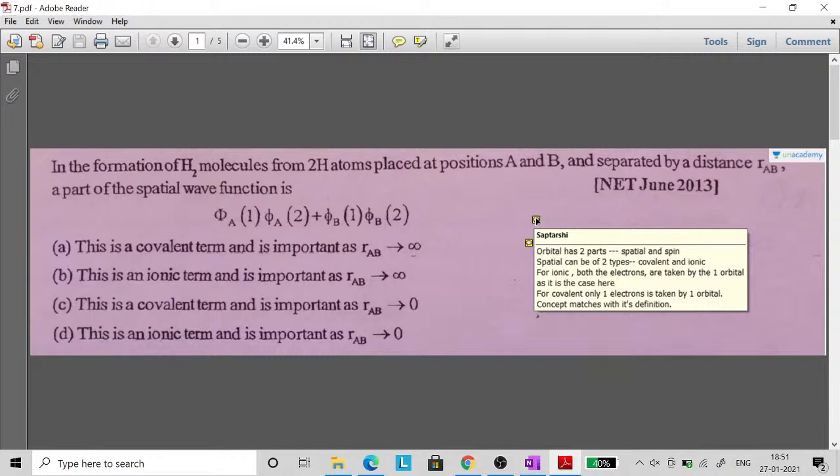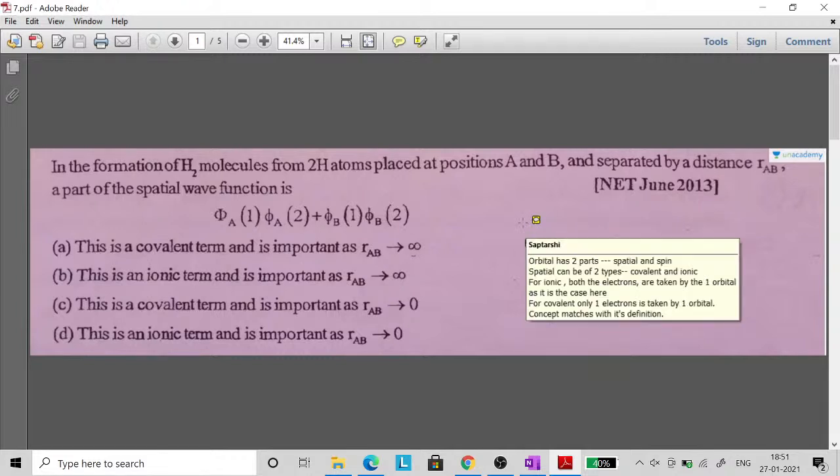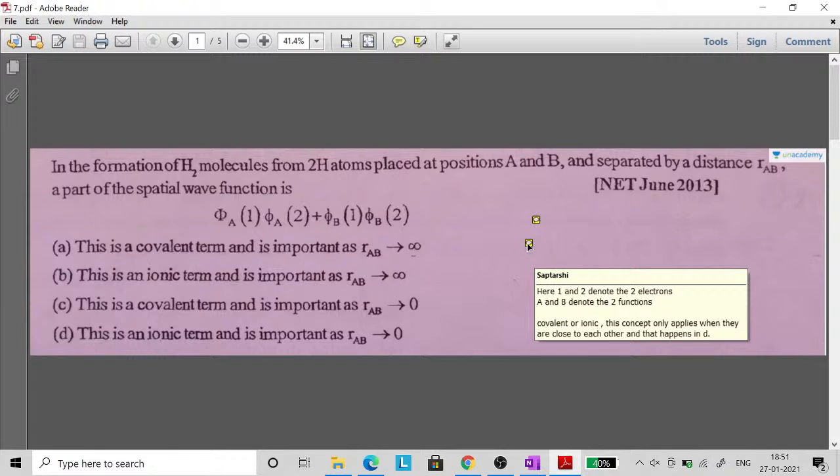Okay, so it says the orbital has two parts, spatial and spin, and spatial can be two types, covalent and ionic, right? For ionic, both the electrons have to be on the same atom, taken by the one orbital. For covalent, only one electron is taken from each, because covalent is like mixing, right? And ionic is like all the electrons going from one atom to the other atom, but covalent is like mixing of two atoms. So over here, 1 and 2 denote the two electrons, and A and B denote the two functions.